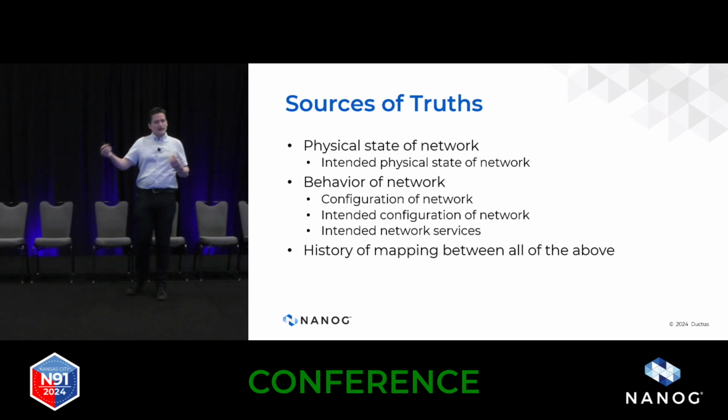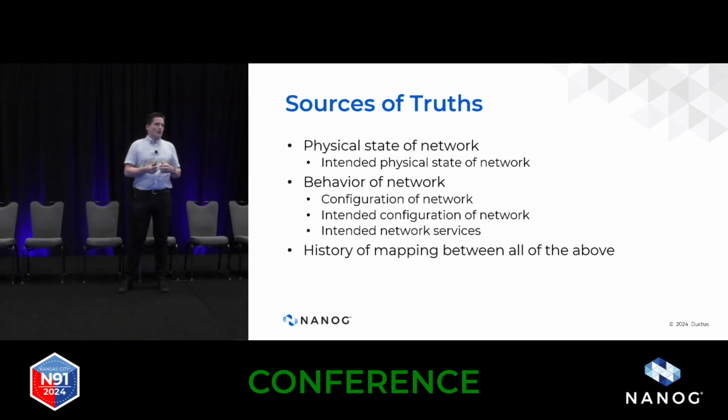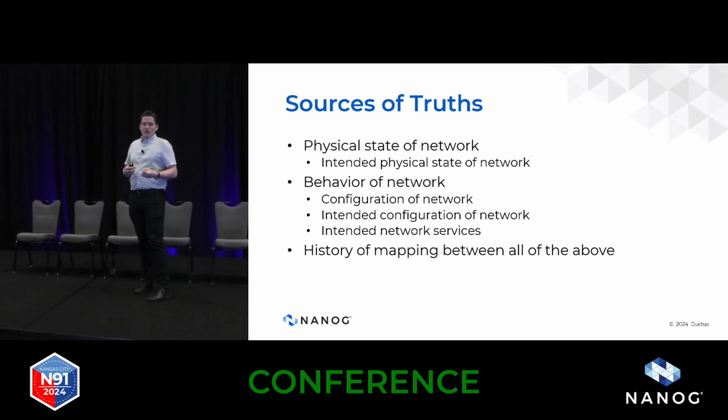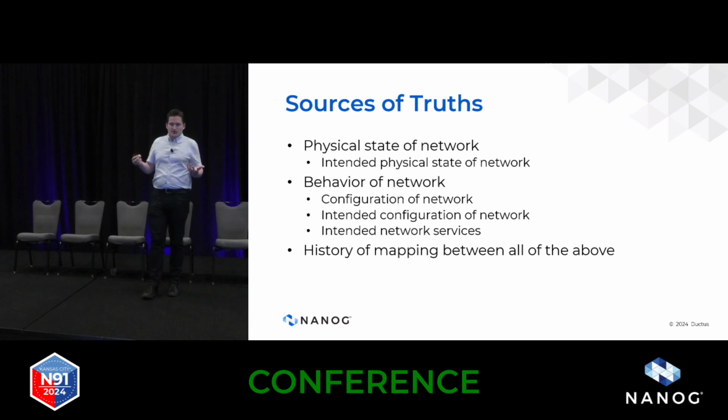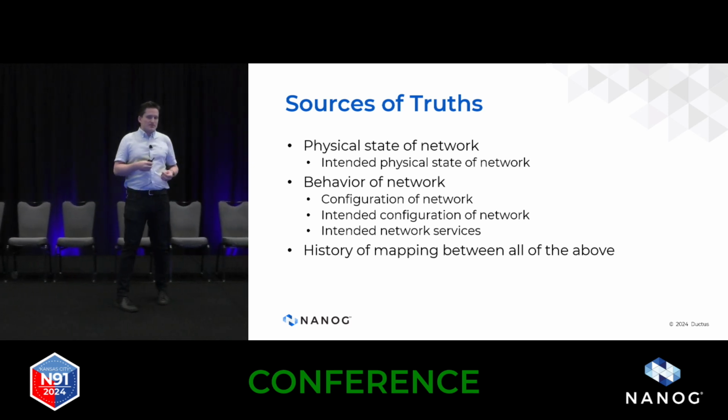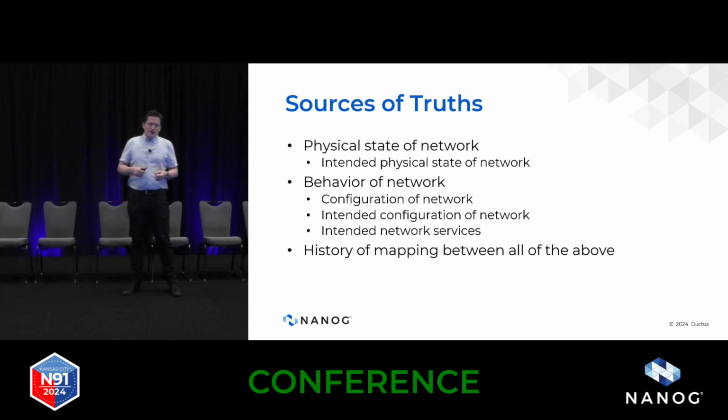So you may be planning an upgrade or planning a change, or you may need to validate that something is wired up correctly. If you don't have an intended physical state of your network that's somehow stored, then how do you know if it's actually correct? You don't really have a way of validating. It's just physically there, devices, right?